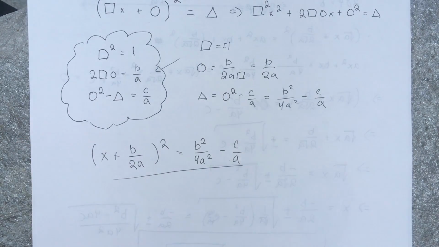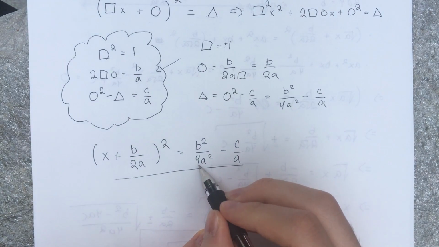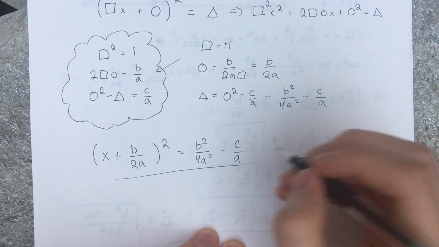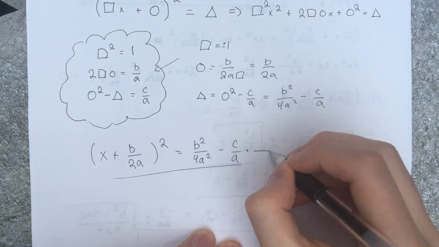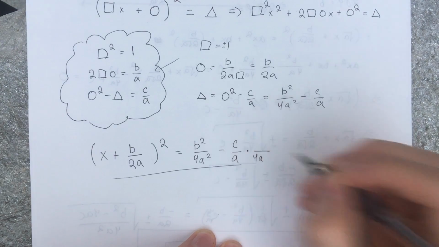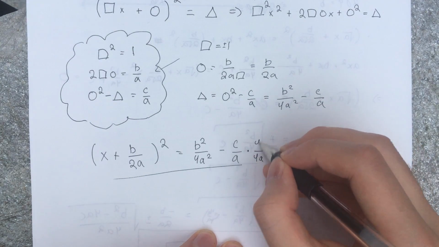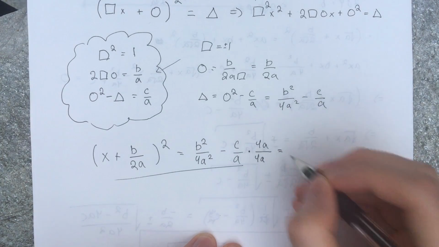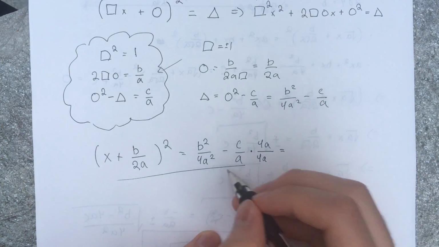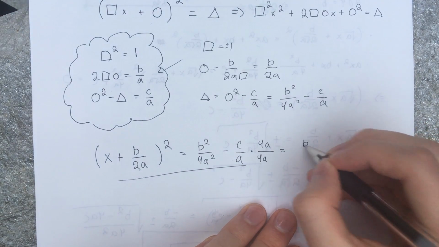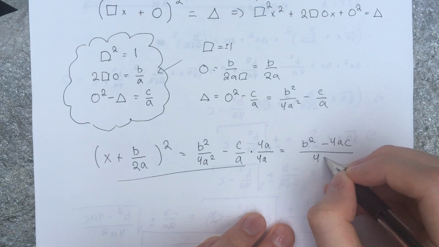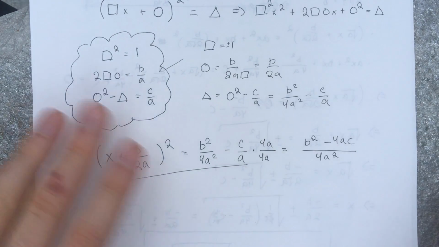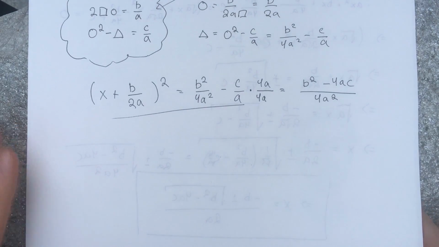So then now all we need to do is just a bit of algebra to finish things up. I want to combine these two into one thing. So I'm going to multiply this c over a by 4a, like that, 4a. So that means these will have the same denominator. There's a common denominator. So then we get b squared minus 4ac all over 4a squared. So this already looks familiar. And a few more steps and we're almost done.